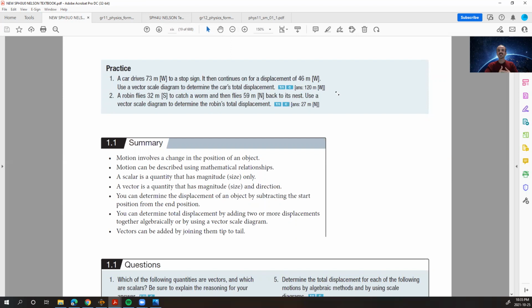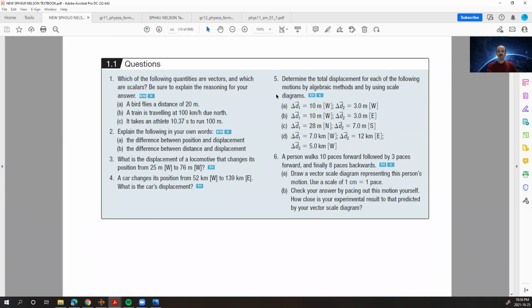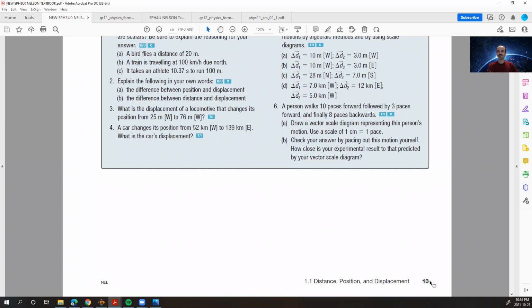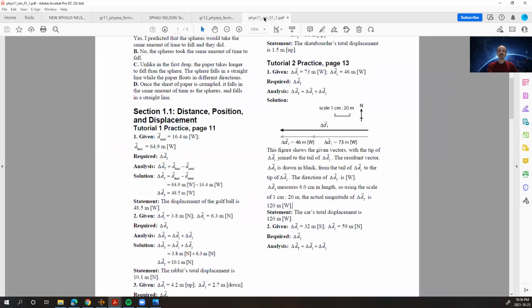But if you cannot get the right answer, in this case, I share a solution manual with my students where you can see step-by-step solutions. Here, this is in the textbook, page 13, at the right bottom corner, you can see the page number. And on the solution manual, you can find the page 13 solutions. In question 1, it gives you a step-by-step analysis and how to get the correct answer, 120 meters west. In this way, you may have a better understanding of the questions.